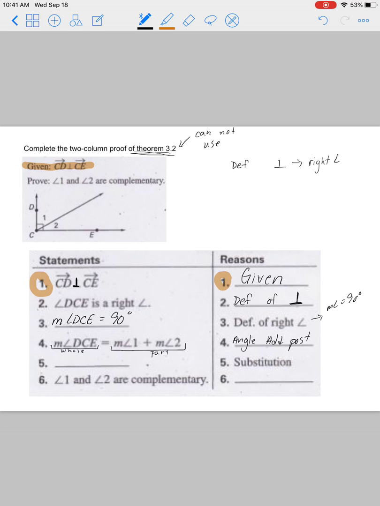We're supposed to do substitution, and the only thing that I have in here twice is the DCE, so that means I can replace it with 90 degrees to equal the measure of angle 1 plus the measure of angle 2. And somehow this is supposed to lead to complementary. So remember that our definition of this talks about a sum of 90 degrees. So this is our definition of complementary.